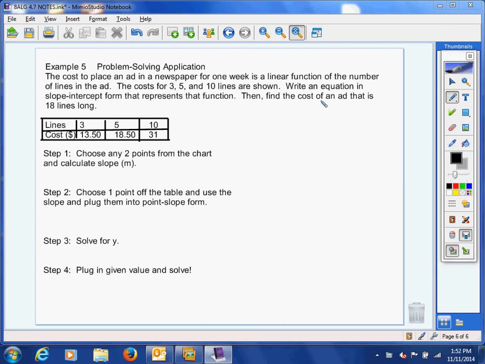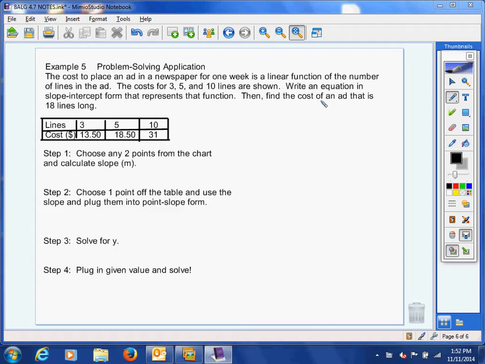Hello, 8th graders. We're into our last example, and of course it's an application. We've been working with point slope form, turning it into slope-intercept form, and even in the last example we turned that into standard form to calculate the x and the y-intercept. So here we are on the very last page of your notes, and we're doing a problem-solving application.